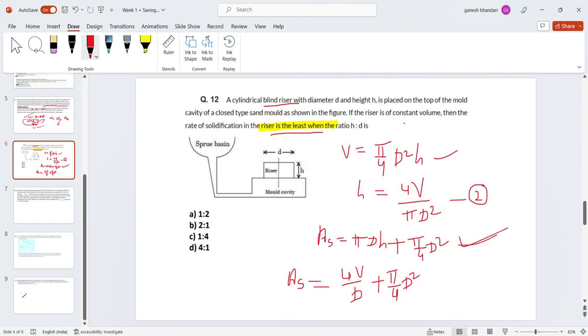Now simply differentiate it, dA by dt, and equate it to 0, then find the relation between your V, which is volume, and D. Then convert your volume to pi by 4 d square h using equation 1, and then find the relation between D and H. It will come around 1 is to 2. So the answer will be A. Just solve these equations and then put it.